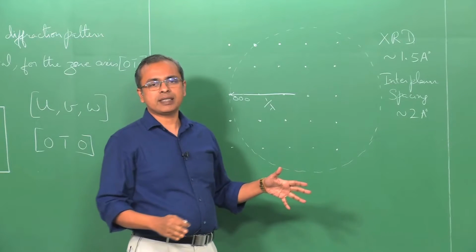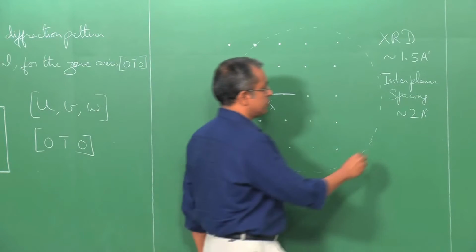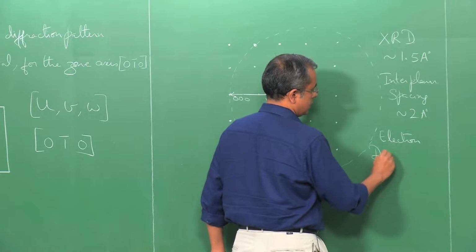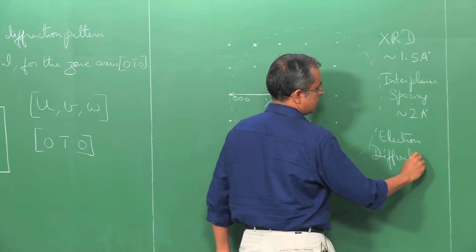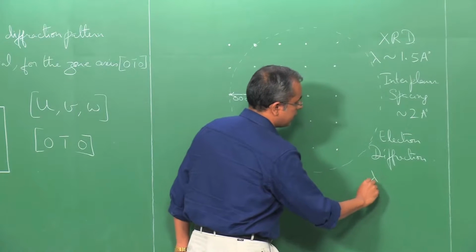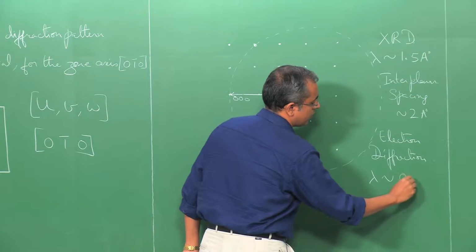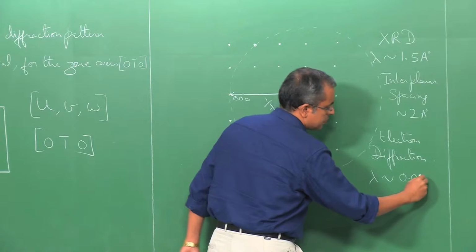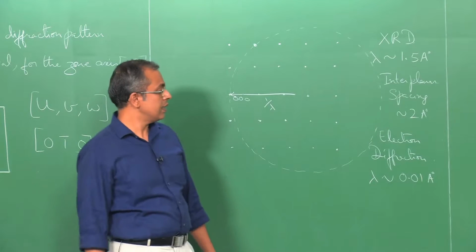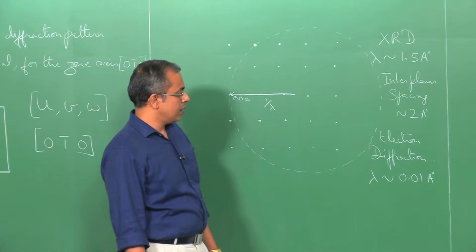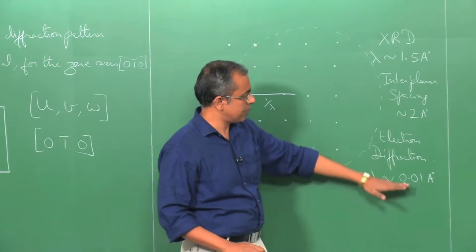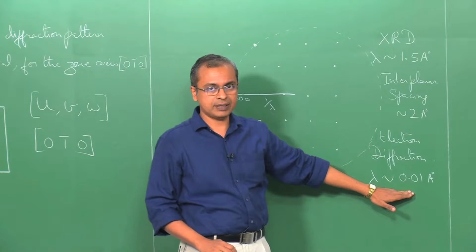If you go to electron diffraction, the wavelength that we use is of the order of something like 0.01 angstroms or 0.02 angstroms and so on. So, you see these numbers here: you have 1.5 angstrom for X-rays, you have 2 angstrom for the spacing, and you have 0.01 angstrom going to electron diffraction.